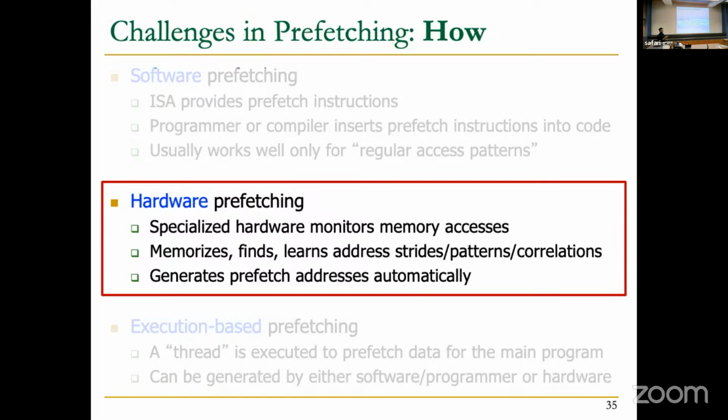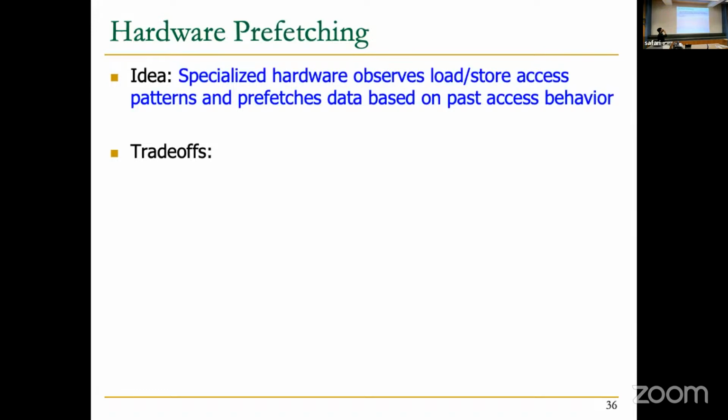So hardware prefetching, as I said, is specialized hardware. We are not going to initiate the prefetch request from the software. So software is completely agnostic of what exactly is happening. The prefetch request is automatically generated from the hardware itself, right? The key idea here is that you have specialized hardware that observes the load or store access patterns and prefetches the data based on their past access behavior.